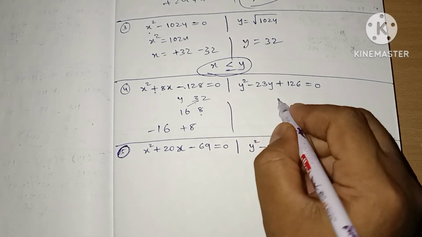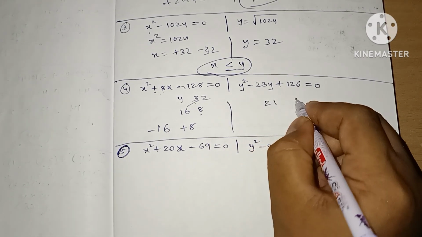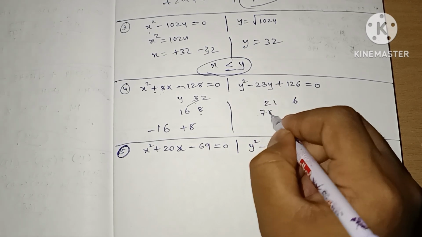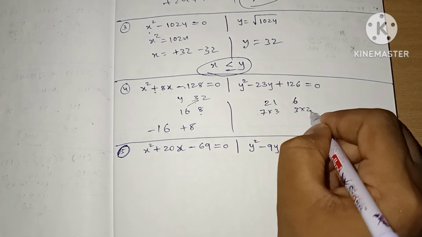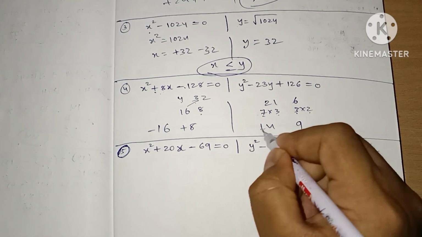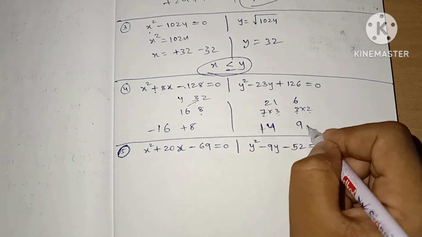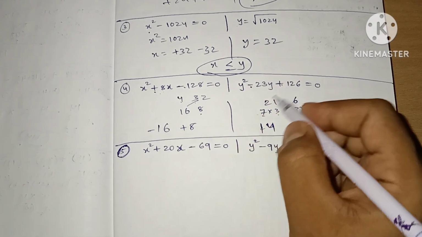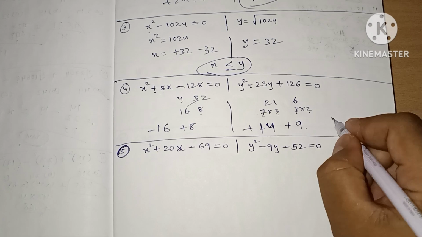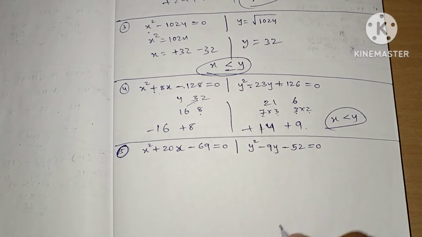126. 126 means 21 6 times, we don't get 23. Let's divide this as 7 into 3 and 6 3 into 2. 7 2 times will be 14, 3 3 times will be 9. So roots are 14 and 9, we get 23. Minus and plus, so roots are positive. Now by comparing these two, it is clear that x is lesser than y.